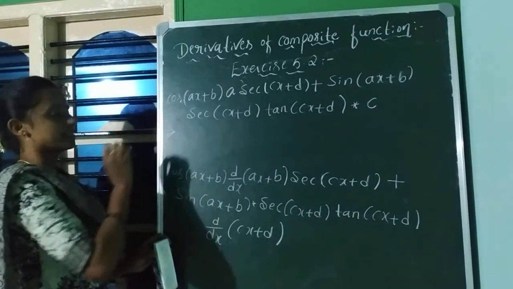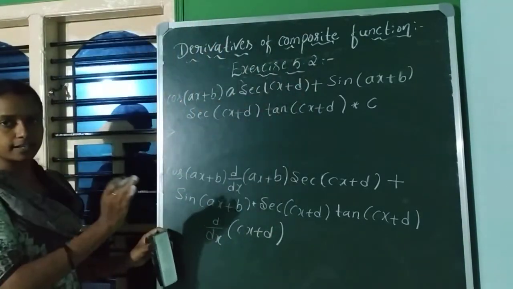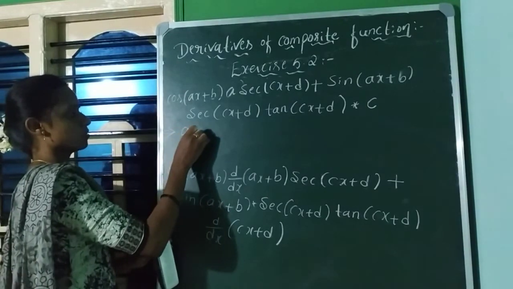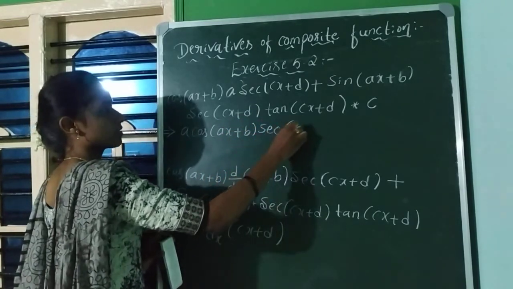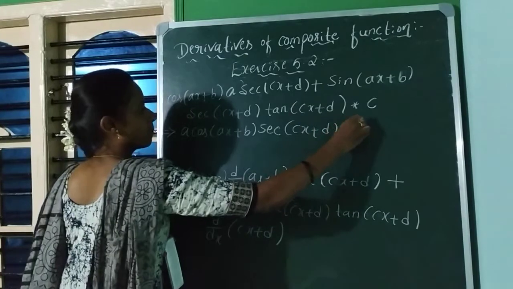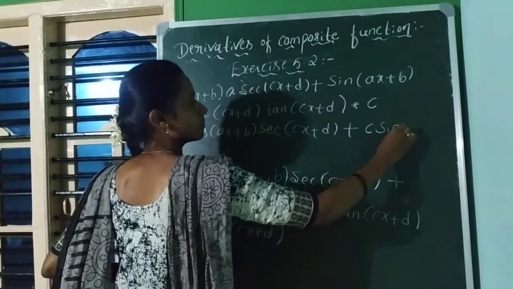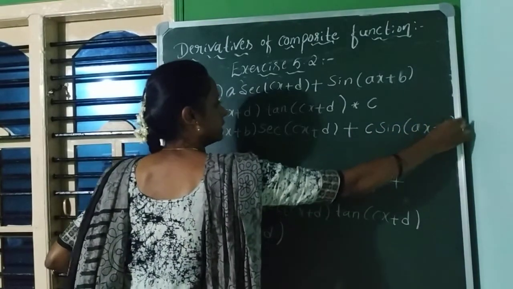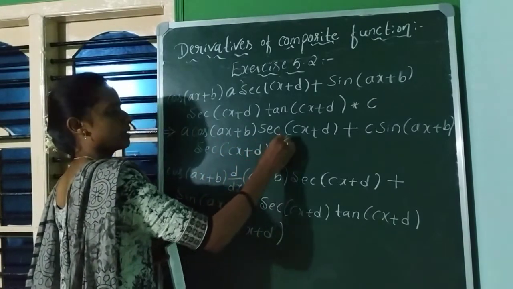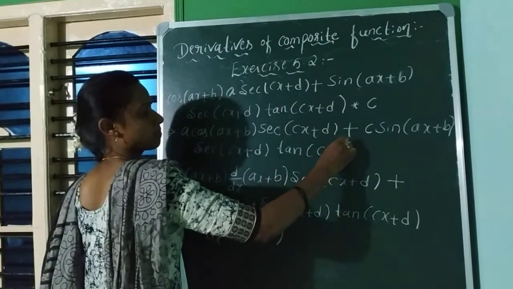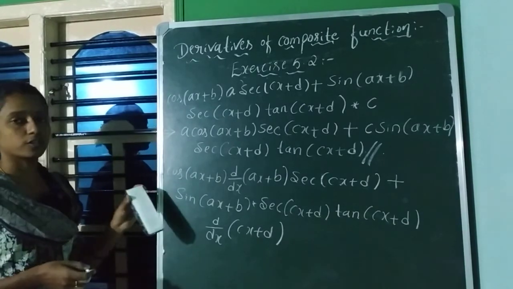Or else you can write the last step: if any variable or constant is in between, you should write that first. Therefore a into cos of ax plus b, then secant of cx plus d, plus in this the constant is c, therefore c into sine of ax plus b, secant of cx plus d and tan of cx plus d. This is the derivative of the composite function. Hope you understood this.